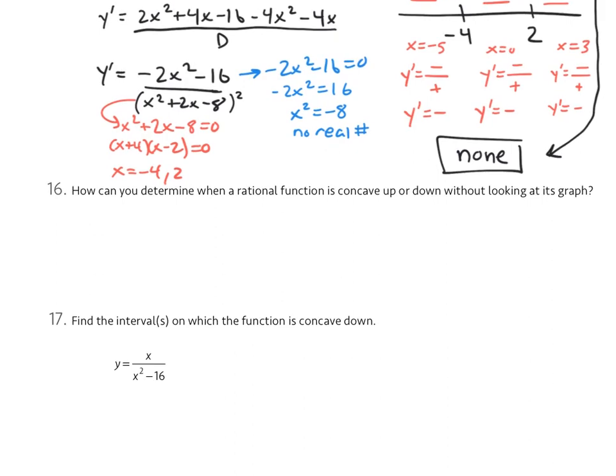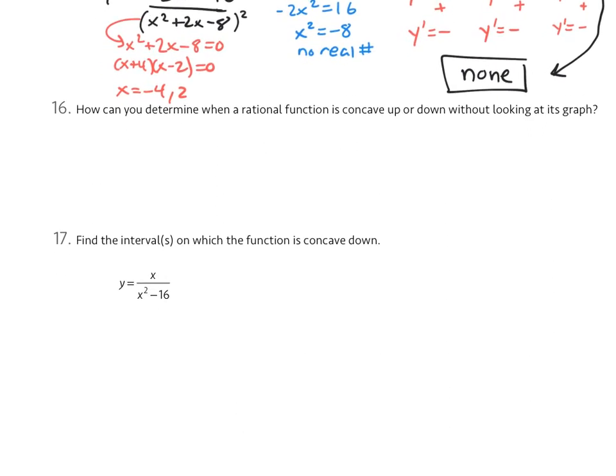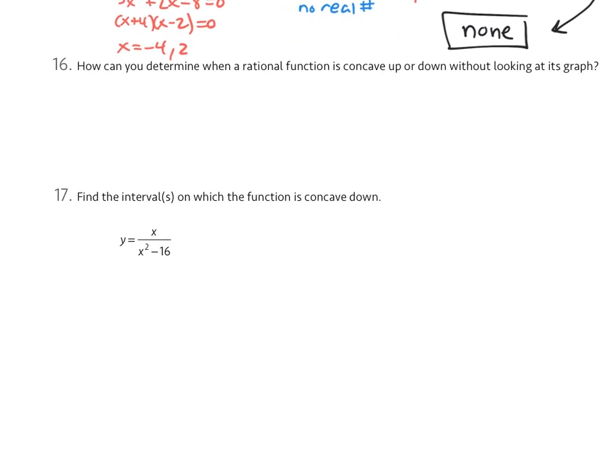How can you determine when a rational function is concave up or down without looking at its graph? This is a second derivative question. Find the second derivative, set it equal to 0. That's where the concavity changes. And then find out when the second derivative is positive or negative to find out when it's concave up or down.